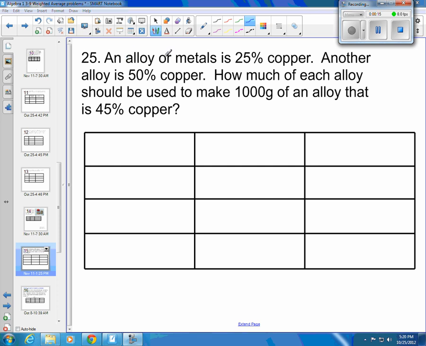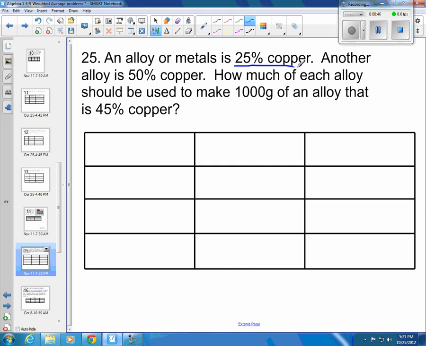So we've got an alloy of metals that is 25% copper. Alloy means a mix. Another alloy is 50% copper. And we mix our metals because copper is a really soft metal, and if you had pure copper and used it for a bracelet, it would lose its shape and get all banged up. So you mix it with a harder metal so that it keeps its shape better. So we want to know how much of each alloy should be used to make 1,000 grams of an alloy that is 45% copper.